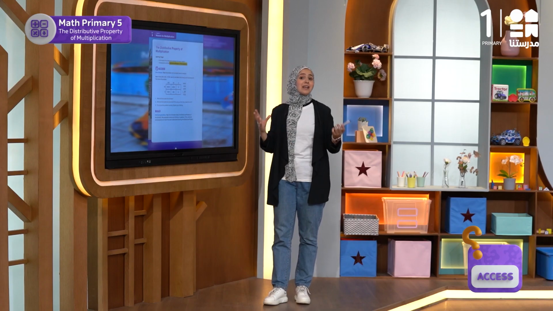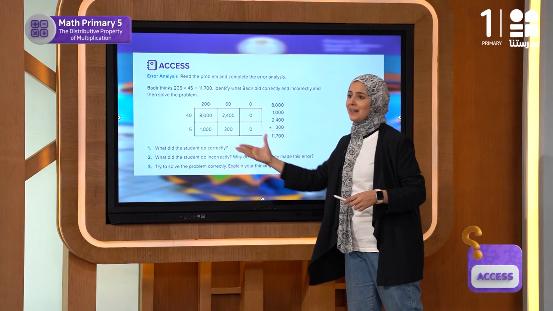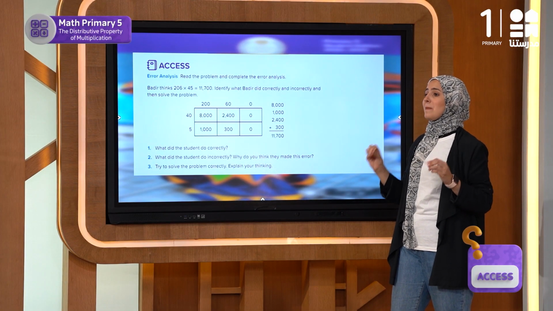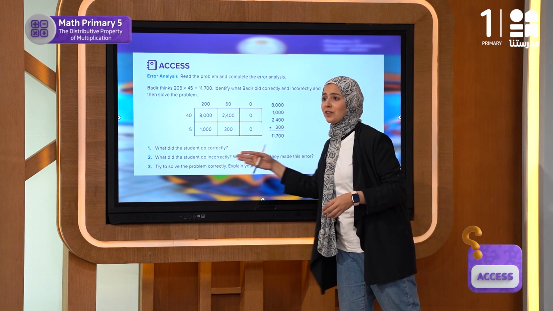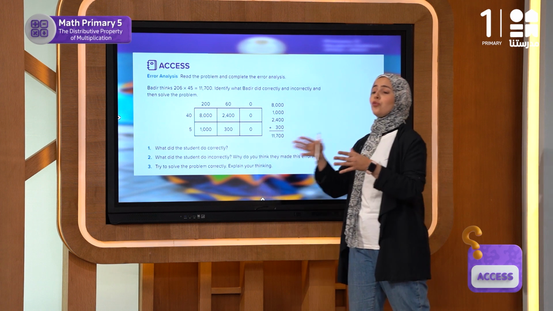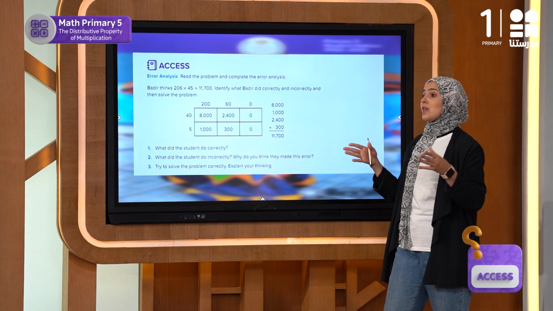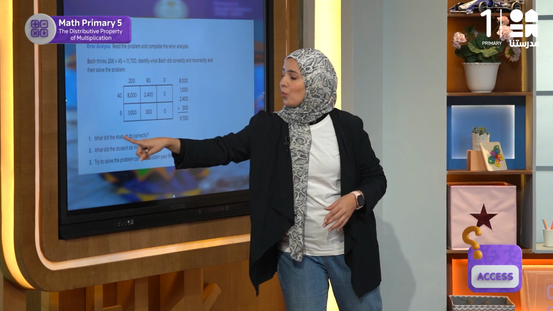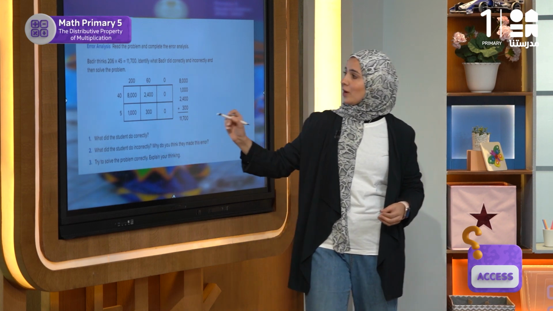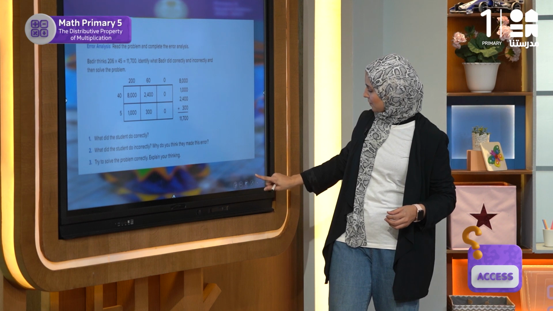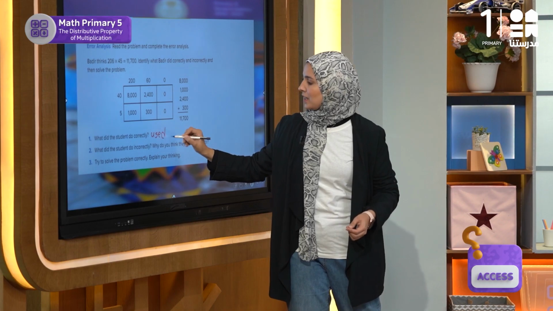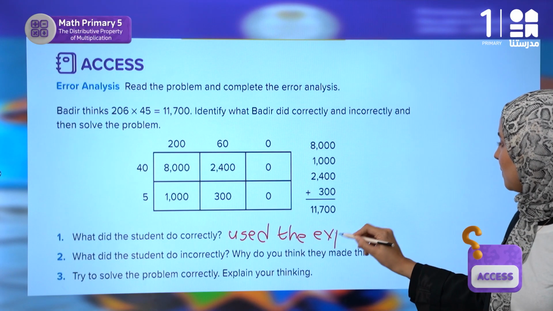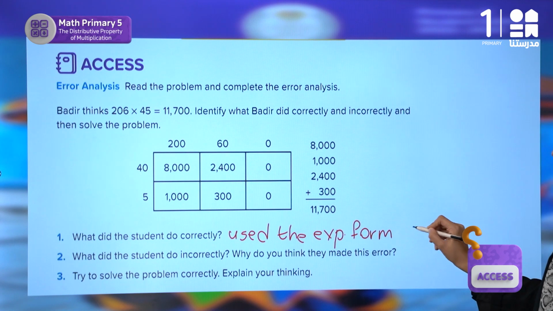From your analysis of the table, what do you see here? Let's check. Badr did many things correctly. For example, he divided the model over here according to the expanded form of the two numbers. This is what we're going to write here. So what did the student do correctly? What did he do? Let's write together. He used the expanded form correctly. Now let's check the next question.